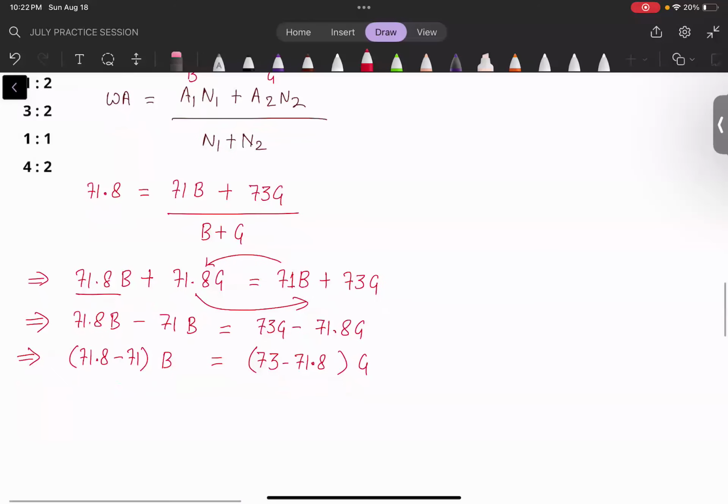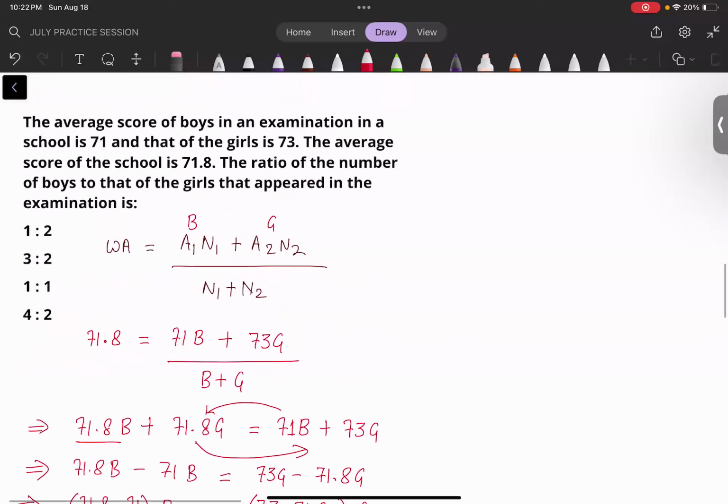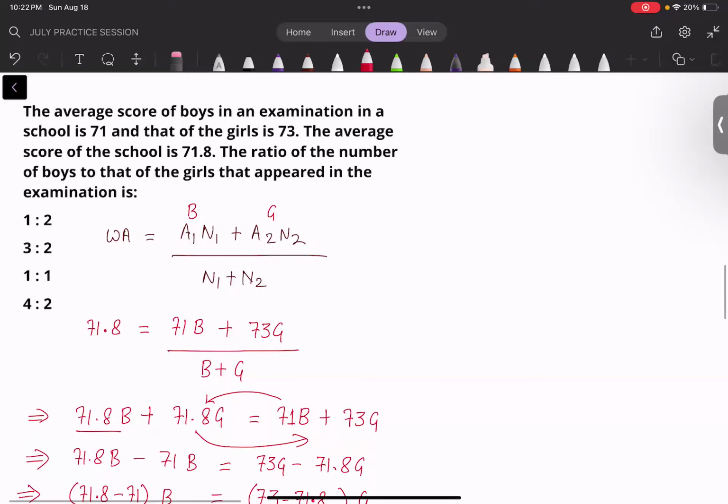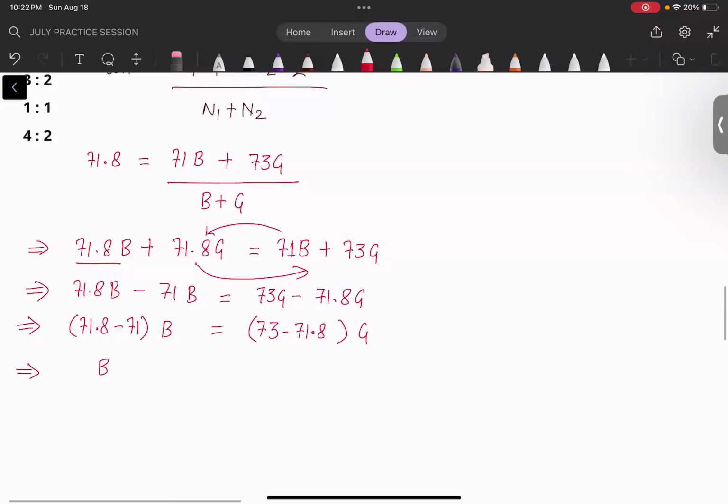So carefully observe. 71.8 minus 71. Let's write it this way. They are asking boys to girls ratio. So they are asking what is boys divided by girls value. So boys divided by girls will come out to be 73 minus 71.8 and 71.8 minus 71. Okay, I did not subtract because of a certain reason. Just answer very carefully.